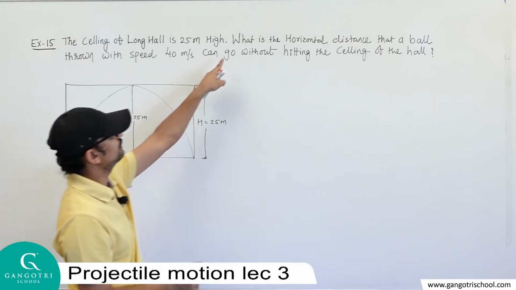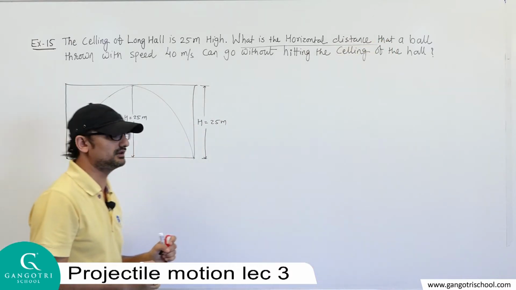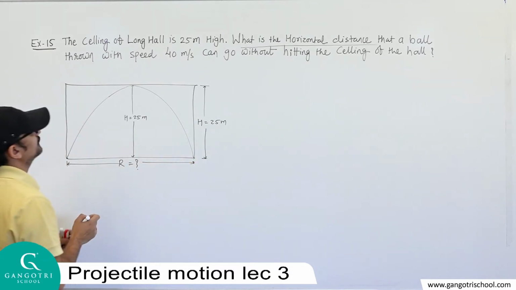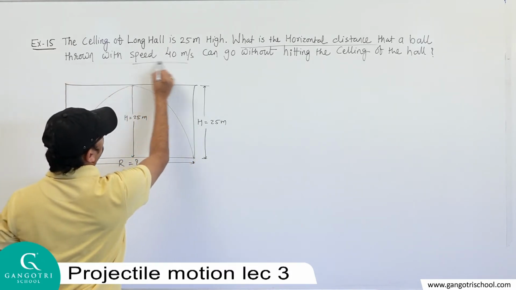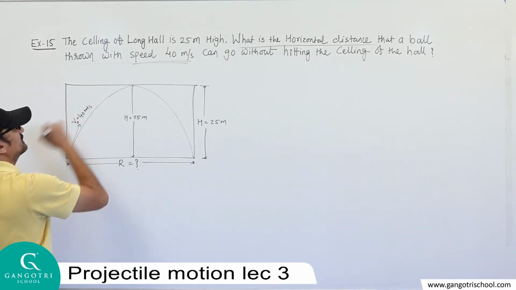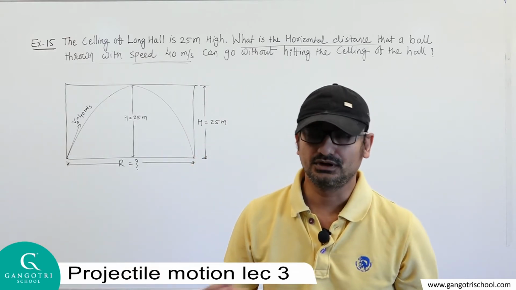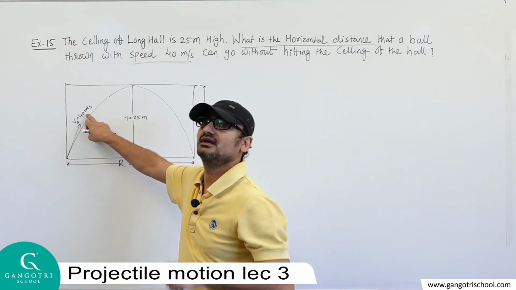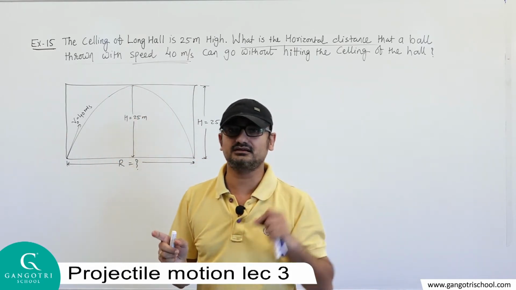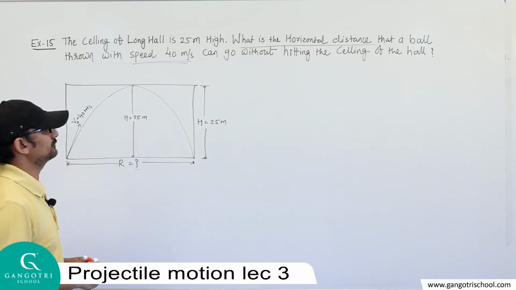So the question is, what is the horizontal distance the ball travels? They ask us to find the range. And one more piece of information, the ball is thrown with what speed? 40 meter per second is the initial velocity. So in short, the angle is not given, but the ball is thrown with the speed 40 meter per second, and consider that it gains the maximum height 25 meter. How far does it go? What is the horizontal distance covered by the ball is the question. So let's first of all use the formula of maximum height.